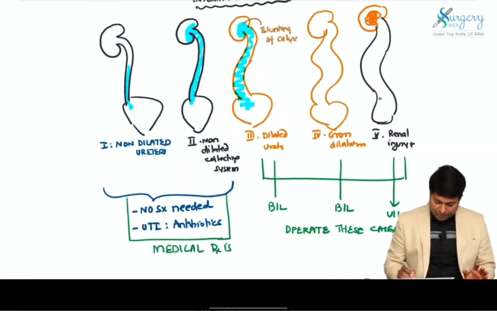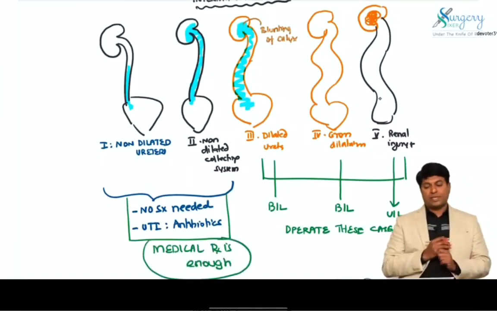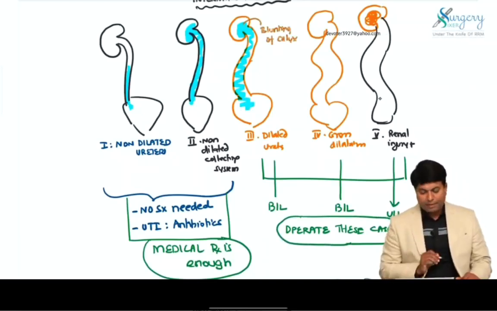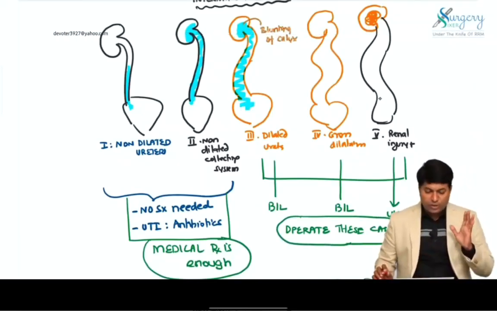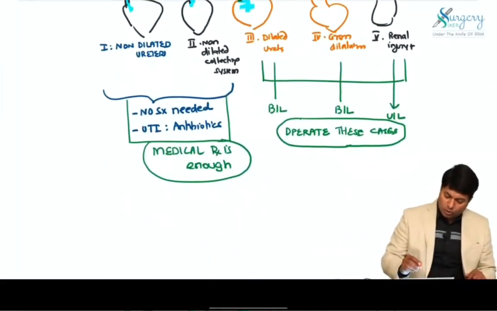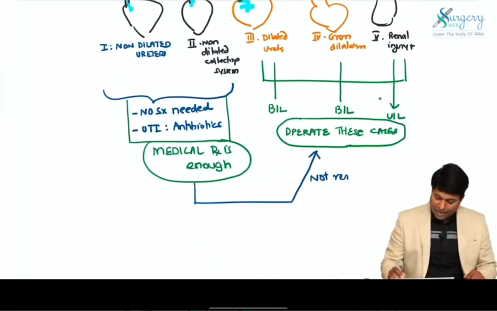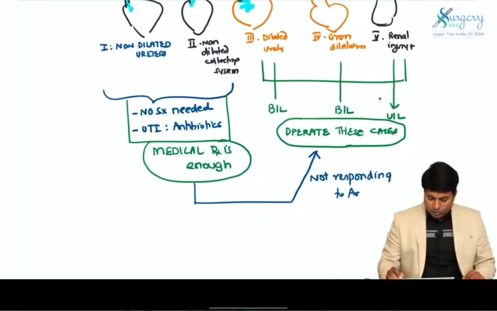Medical treatment is enough for grade 1 and grade 2 injuries. Grade 3, grade 4, grade 5 injuries, we must operate. Grade 3, especially if it is bilateral, grade 4 bilateral, and grade 5 renal injuries, we must operate. And those patients with grade 1 and 2 not responding to antibiotics are also operated. So this is a very important thing you must not forget.